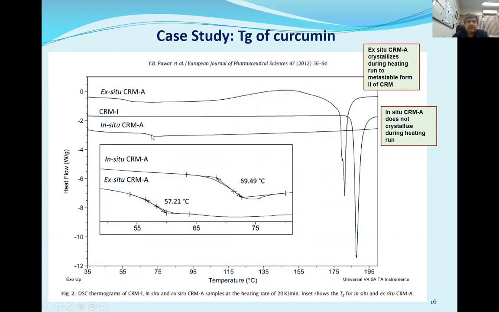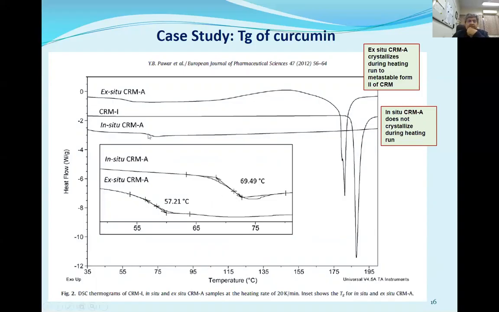Now this event which you see here, if you enlarge it, it looks something like this. So this is the in situ amorphous curcumin. This is the onset of the Tg. This will be the midpoint. So this is the glass transition temperature of curcumin seen during the heating curve.